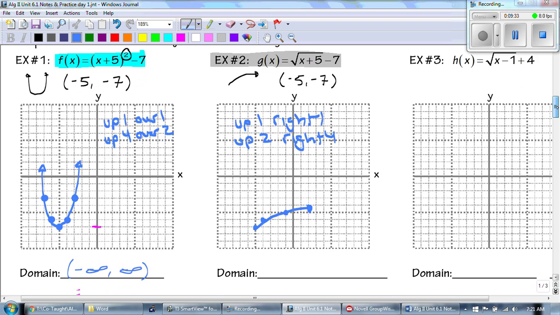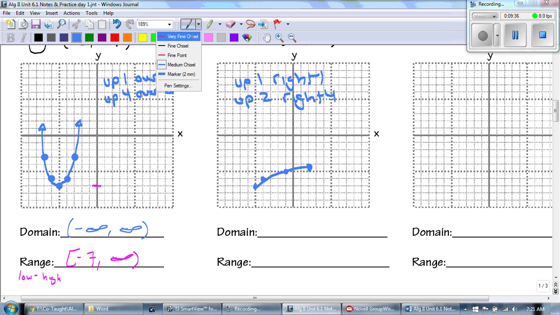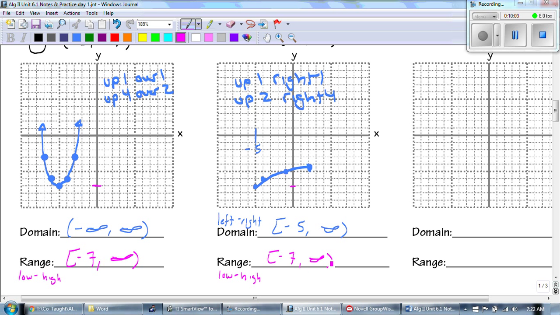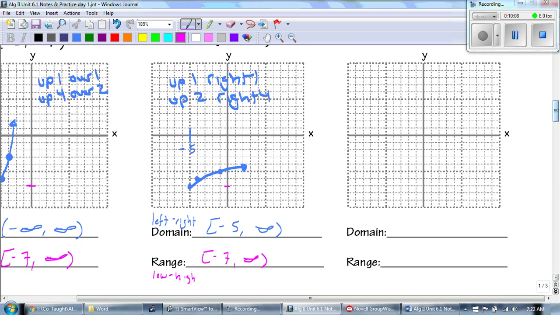Okay, now looking at our domain, it's the farthest from left to right. So the farthest left I go is -5, and it goes on and on to positive infinity. And our range from low to high, the lowest that I go is -7, and then it keeps going to positive infinity. Okay?